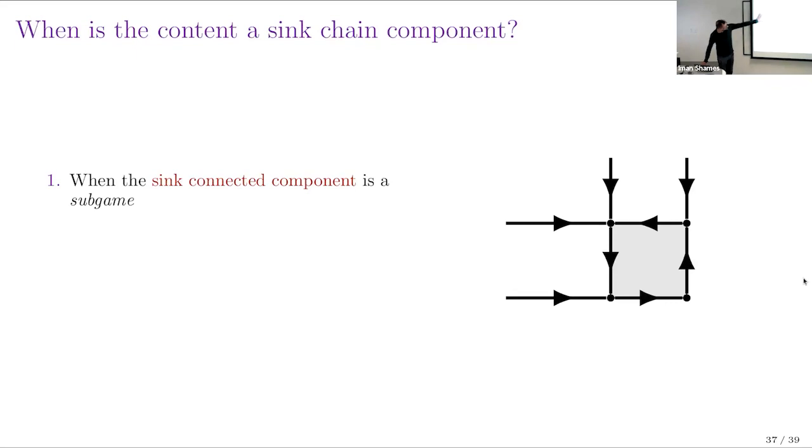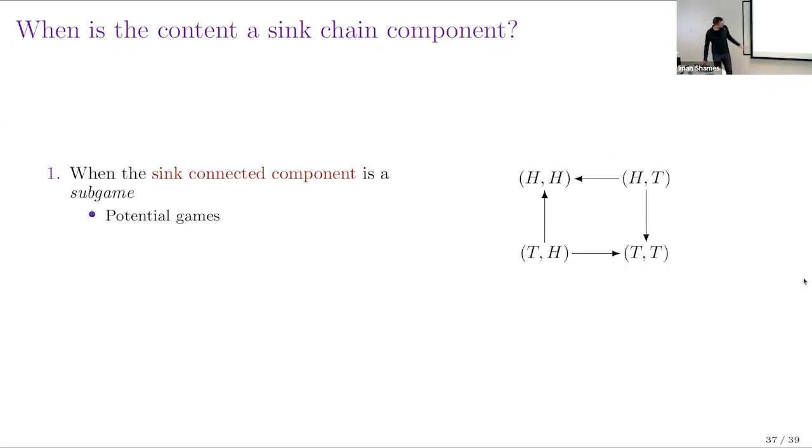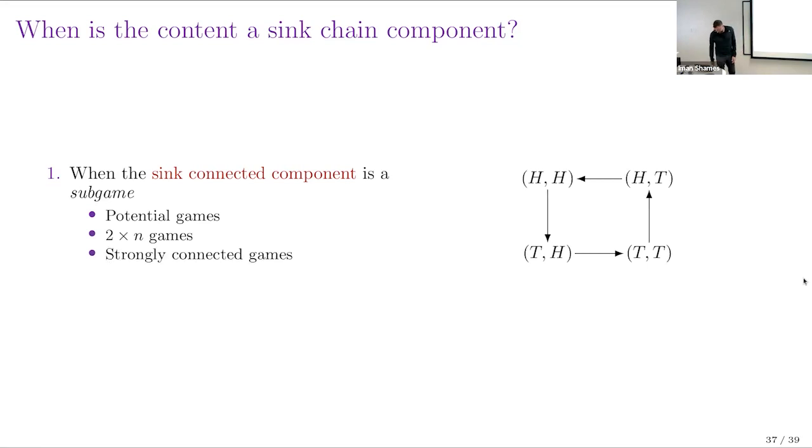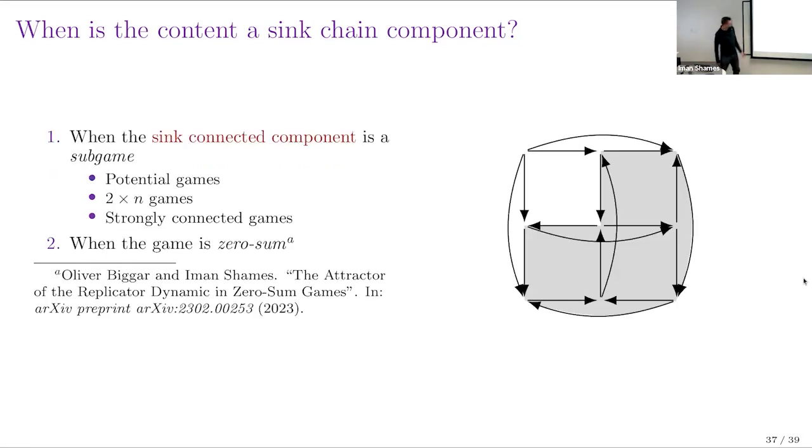So when these two objects are exactly the same, when the sink-connected component is a subgame, so if I can construct a complete subgame out of that set, they are the same. In the terms of the potential games, that's the case. Any 2x(n) game, so one player has two strategies, the other player has n. Any strongly connected game, or when the game is zero-sum.